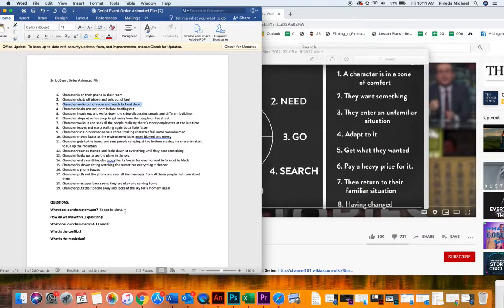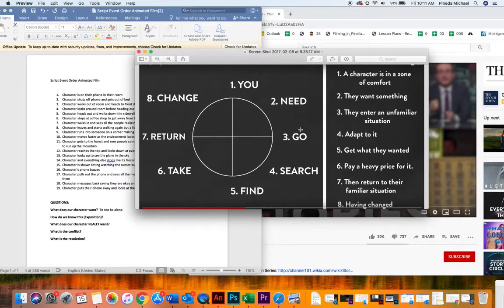I'm going to keep the same thing, because they're going out looking for somebody. So that's what the go is. My character is in the room alone. They want something. They want not to be alone. Go. They enter an unfamiliar situation. So she leaves the house, which is not her comfort zone, which is sitting on her bed with her phone. She leaves, right? Four, they adapt to it.